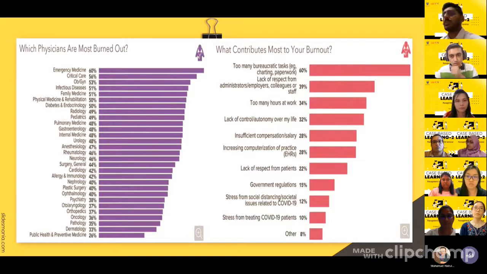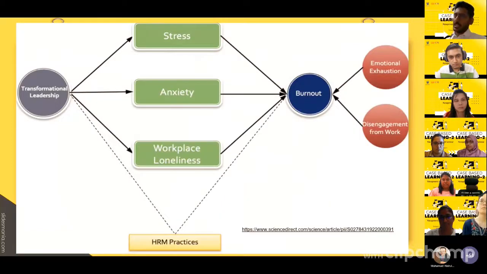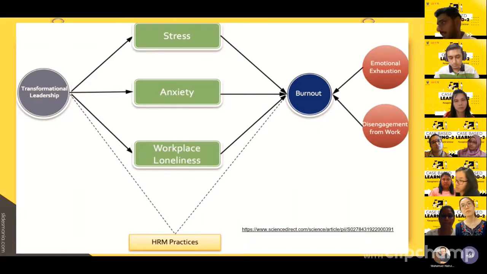So what contributed to most of their burnout? Too many bureaucratic tasks, too many hours at work, lack of autonomy over their personal life, salary, increased computerization of practice, lack of respect from patients, government regulations, and stress that came from COVID-19. If we want to address the situation, we would like to discuss transformational leadership, which we'll be touching on later, because leadership will assess these important factors such as stress, anxiety, and workplace loneliness, and will address the main issue of burnout.